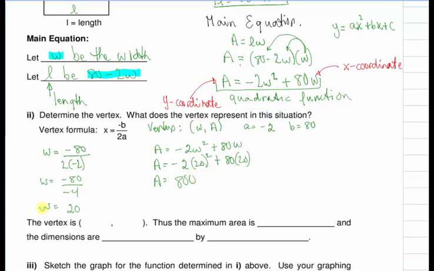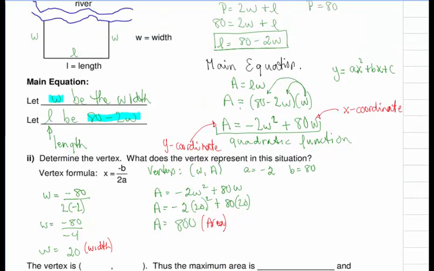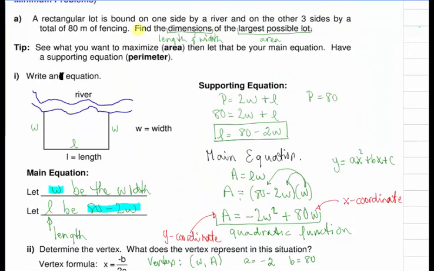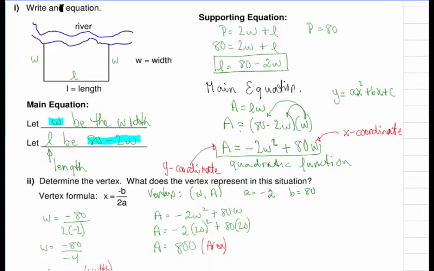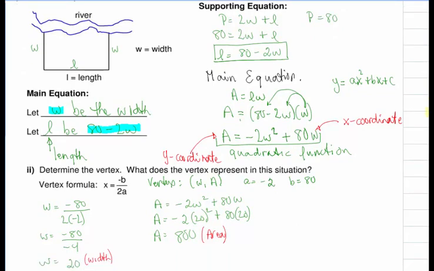Okay, so we have the width. We have the area. And if we go back to our problem, we need to determine what the dimensions are. So we need the length and the width. And right now we only have the width. Okay, so how do we get the length?